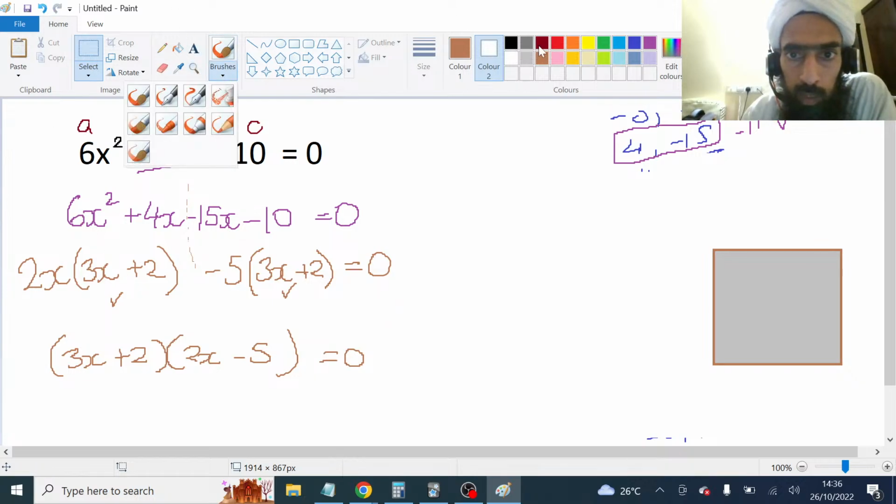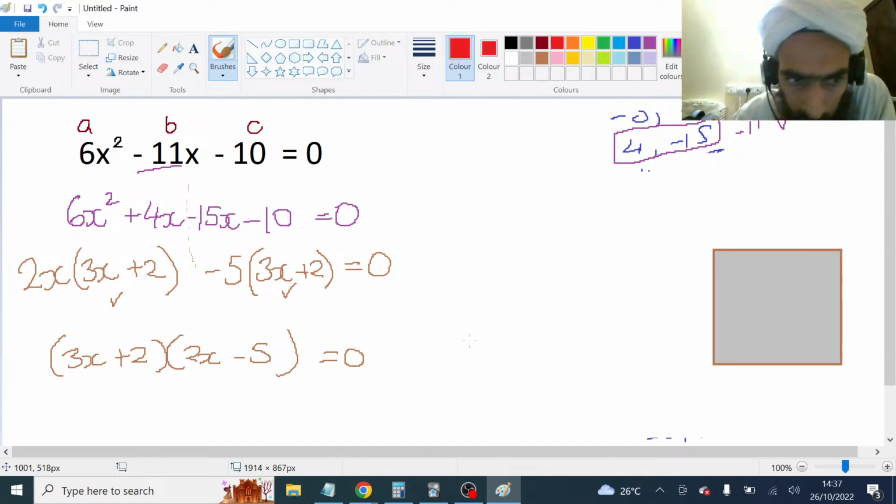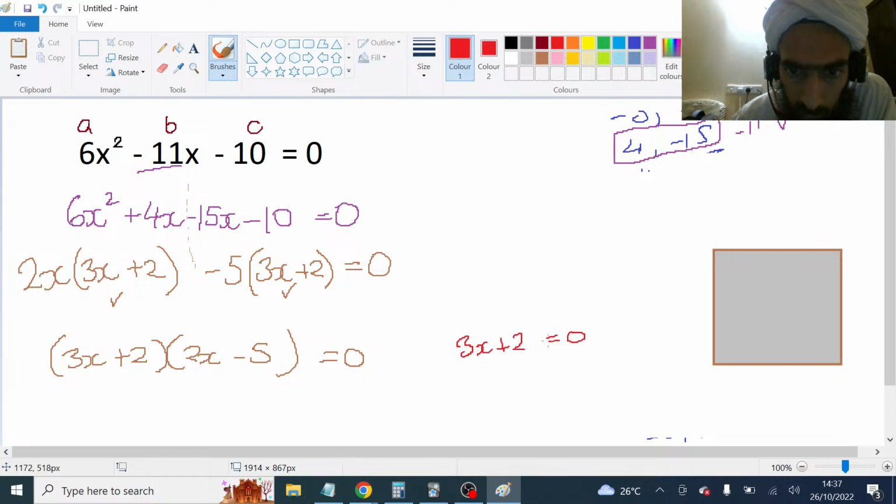So we can then say, okay, if I take one bracket at a time and I make it equal to 0, then I just solve the equation for whatever x is needed to make it equal to 0. So the first bracket is saying 3x plus 2 has to make 0. And then if I solve that, I would get 3x equals minus 2, x equals minus 2 over 3.